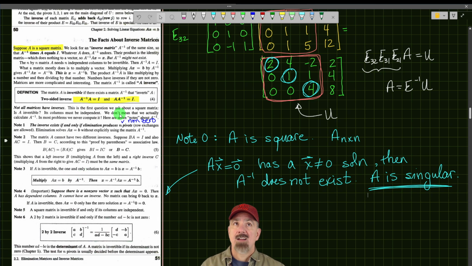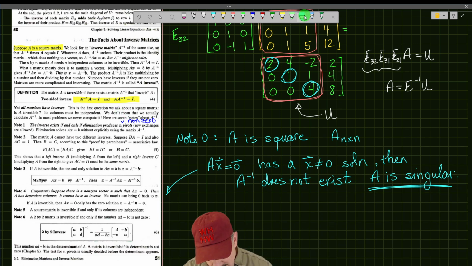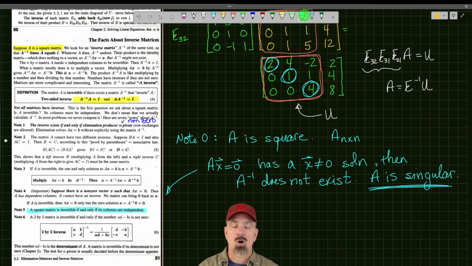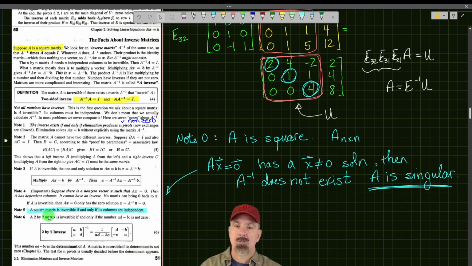Note 5 is a very important note. Let me highlight it here. A square matrix is invertible if and only if the columns are linearly independent, which means if the columns are linearly independent, A inverse exists. If the columns are linearly dependent, A is singular. And vice versa. If A inverse exists, then I know the columns of A are linearly independent. And if A is singular, I know they're linearly dependent. And this really bounces back then to note 4.